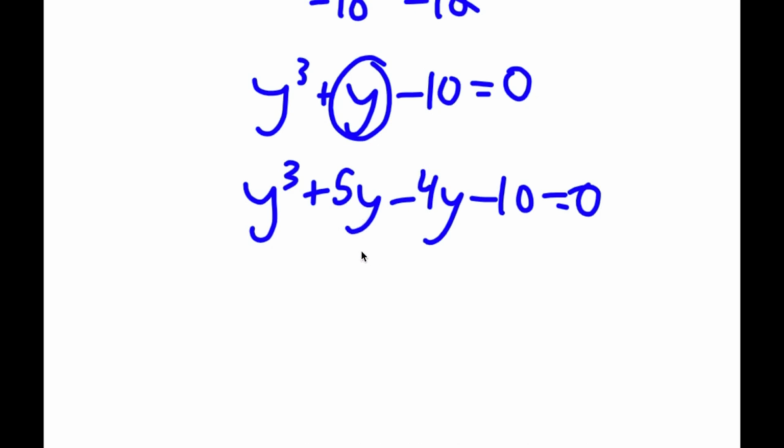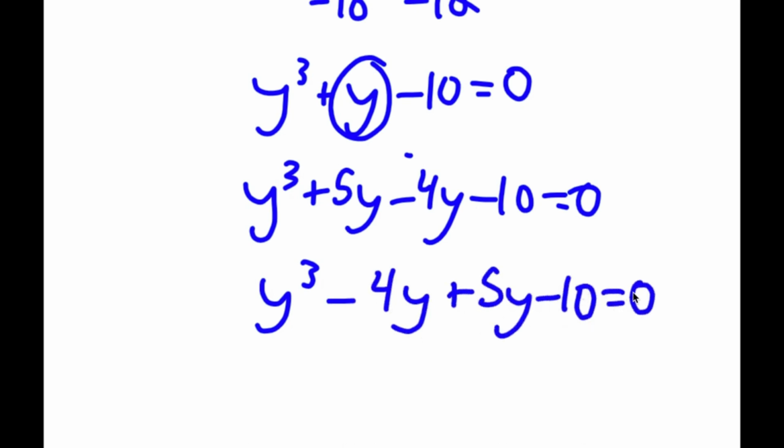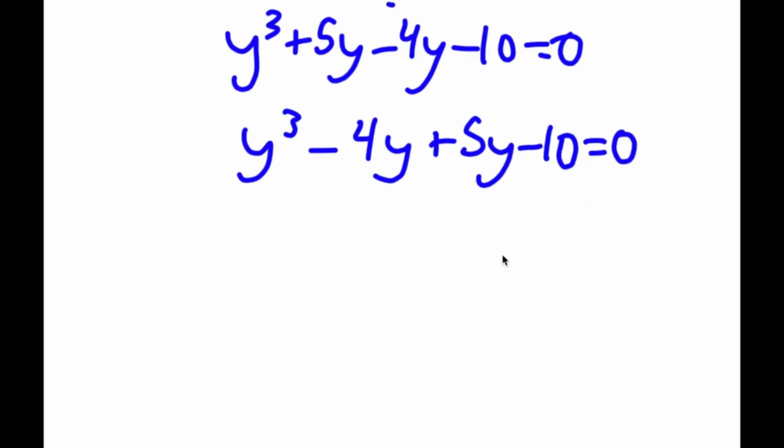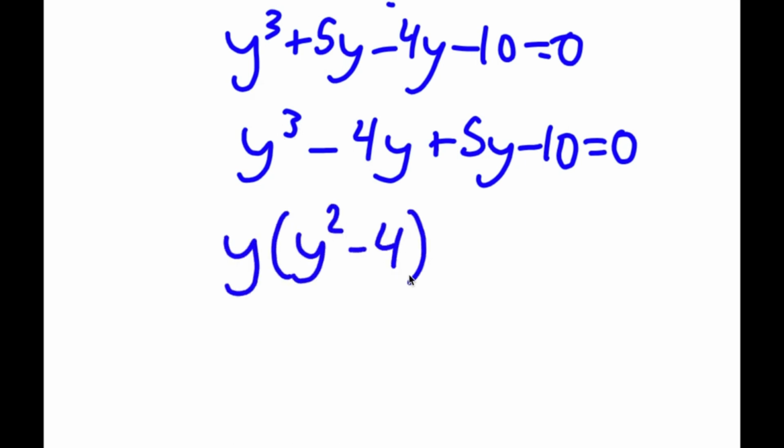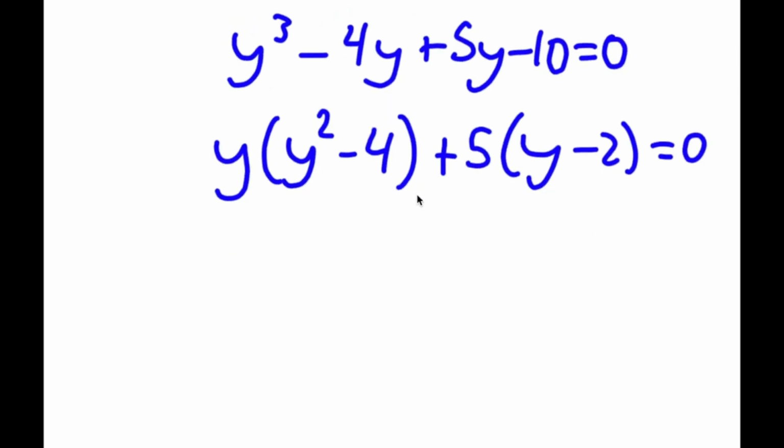And now I'm going to switch these places and switch the order, sorry. So now I have y to the power of 3 minus 4y plus 5y minus 10 is equal to 0. Now from here, from y to the power of 3 minus 4y, I'm going to factor out y. So I get y times y squared minus 4 plus from 5y minus 10, I'm going to factor out 5. So I'll get 5 times y minus 2 is equal to 0.